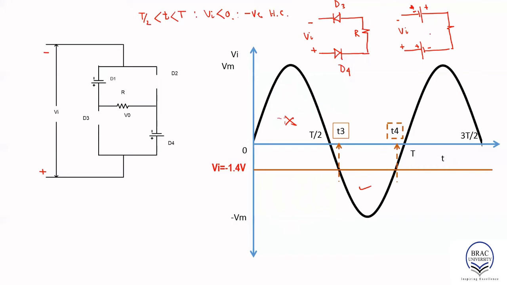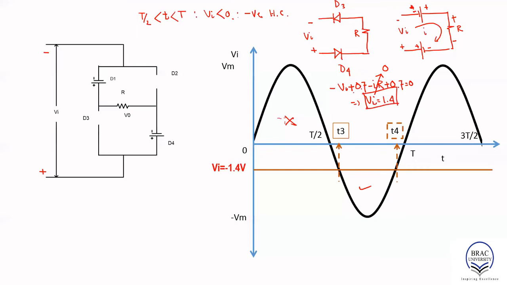So let's say the current is flowing. Let's assume the current is flowing in this direction, I, plus minus I. So if I apply KVL, plus to minus, VI plus 0.7 minus IR plus 0.7 equals 0. So I being 0 at transition state, we get VI is equal to 1.4. Now be careful about this one. So we got VI is equal to 1.4.